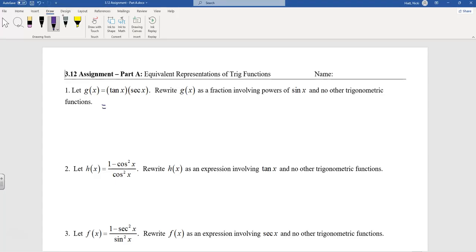So here, tangent is going to be sine x over cosine x. And secant is 1 over cosine x.